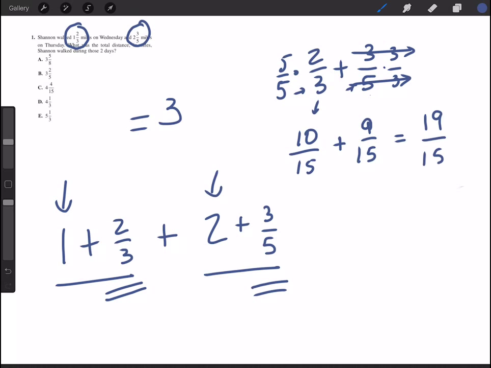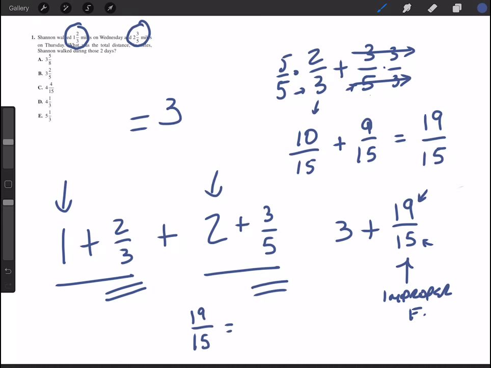And now we can do 10 plus 9, which is 19, and the 15 is the denominator, which stays. It's in terms of what we're adding. So this would be the answer, 3 plus 19 over 15. But there's a problem. This is what's called an improper fraction. I mentioned that earlier. Improper fractions are those where the numerator is bigger than the denominator, is larger in size. And so what we need to do is change that.